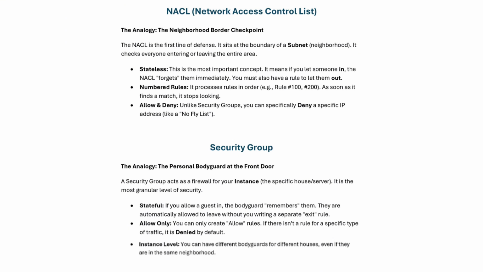Allow only. You can only create allow rules. If there isn't a rule for a specific type of traffic, it is denied by default. Instance level. You can have bodyguards, or security groups, for different houses even if they are in the same neighborhood.